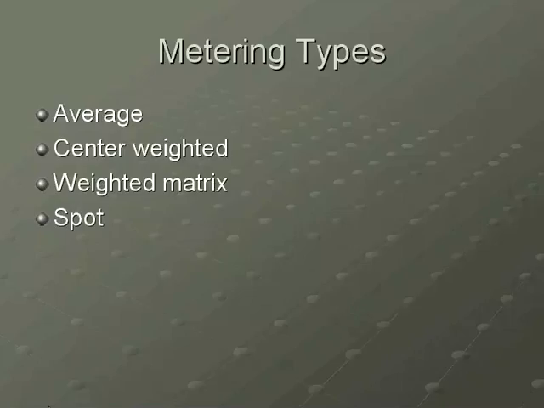You can also set your camera for particular metering types. Sometimes that's done with a little button that you see that will have a spot in the middle of it. You'll see that symbol in a minute. Most of the time, however, it's done on a menu that's on the preview monitor. The most common metering types are average, center weighted, weighted matrix, and spot metering.